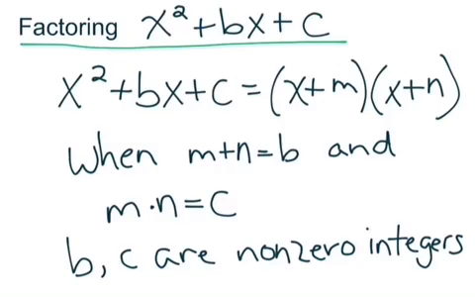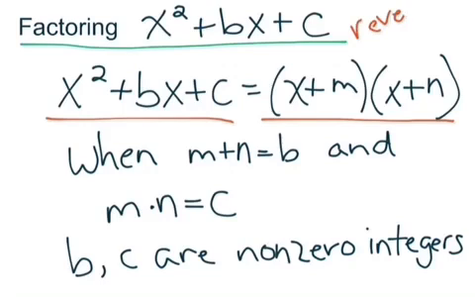This is like the opposite of FOIL. When we did FOIL, we had two binomials that we multiplied together to get a trinomial. Now what we want to do is break up our trinomial into its two binomial factors. So this is like reverse FOIL, and we're going to see how to do it today.